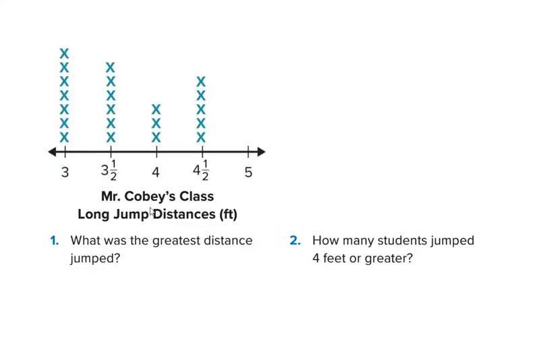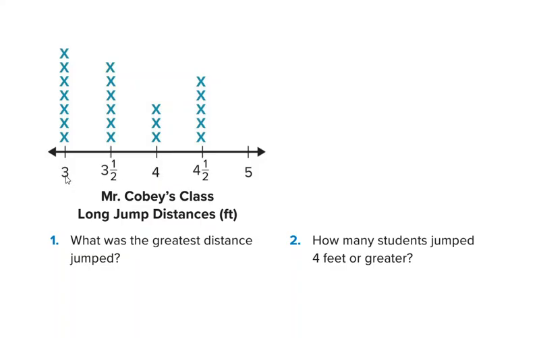This right here is Mr. Kobe's class long jump distances. Well, how many kids jumped? It's in feet right here. How many kids jumped 3 feet? 1, 2, 3, 4, 5, 6, 7. 7 kids jumped 3 feet. How many kids jumped 5 feet? None.